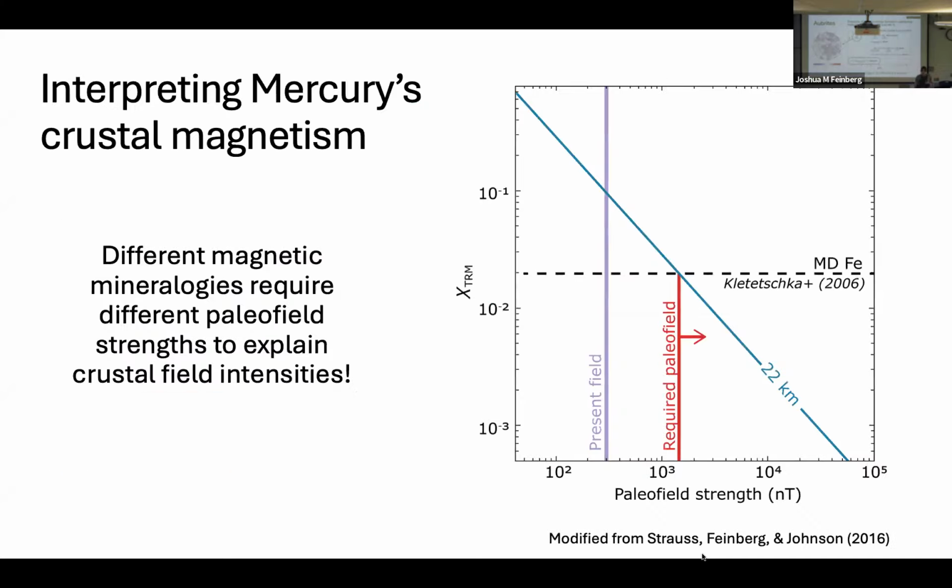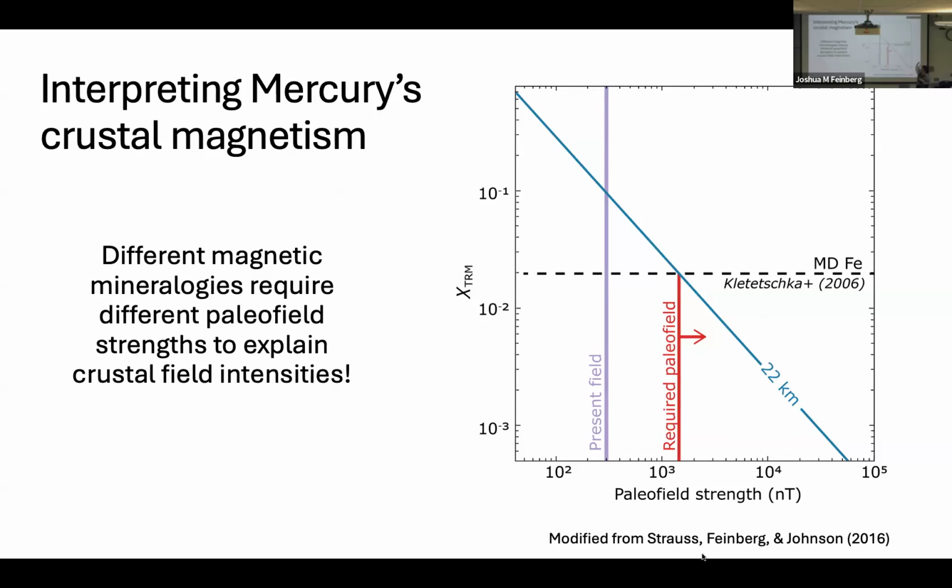This is a really important question because what you assume about what minerals are producing those crustal fields completely changes what you would interpret about the ancient Mercury dynamo. Just to give an example, if we assume that the main magnetic carrier is multi-domain iron, just for the sake of conversation, and assume that it can carry a stable remanence over the timescales we're talking about, you can estimate this TRM efficiency parameter. How efficiently would a parcel of crust where that is the main magnetic carrier acquire magnetization in a given field?